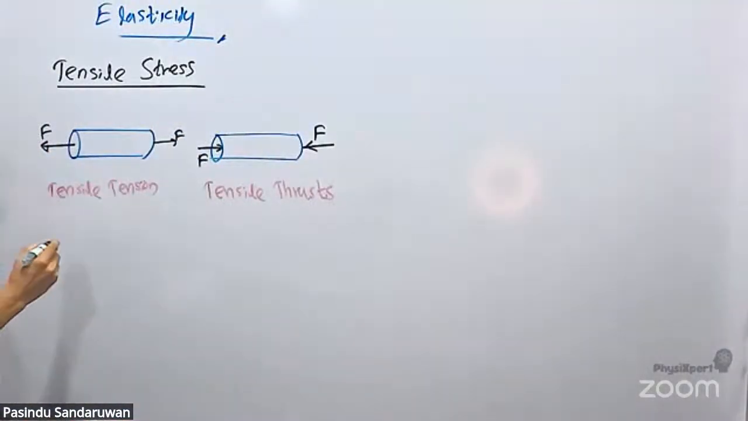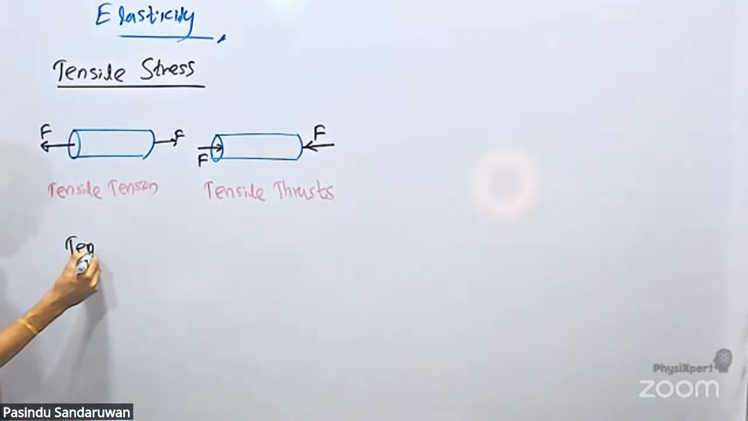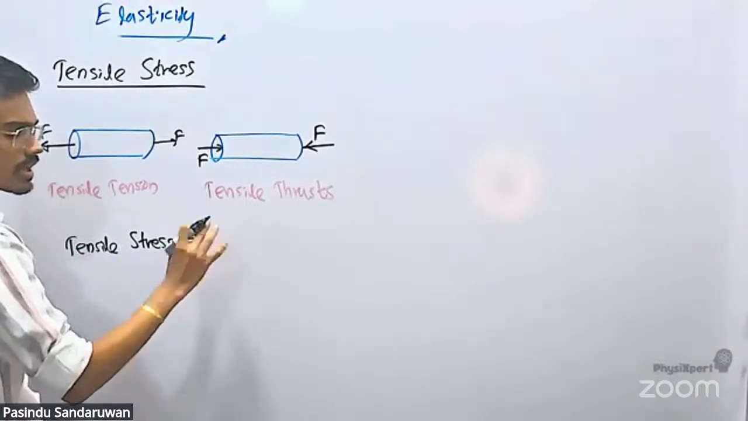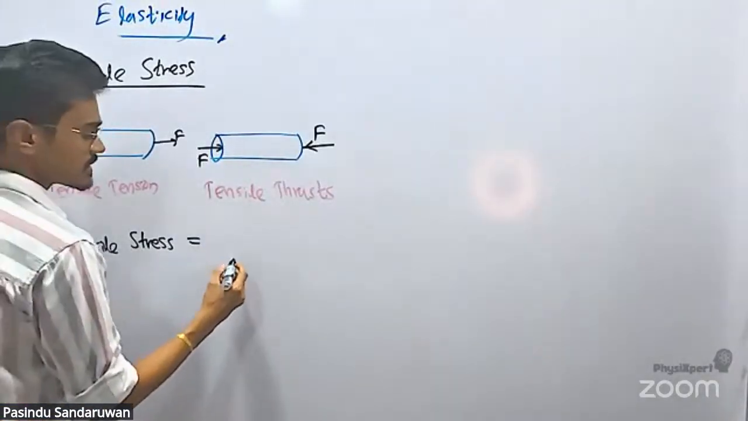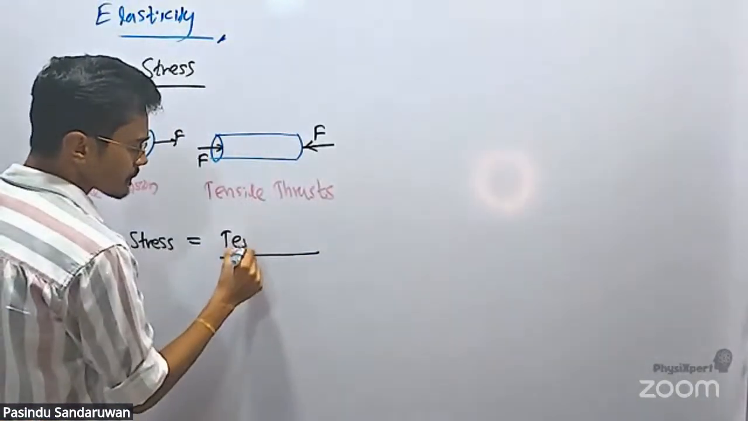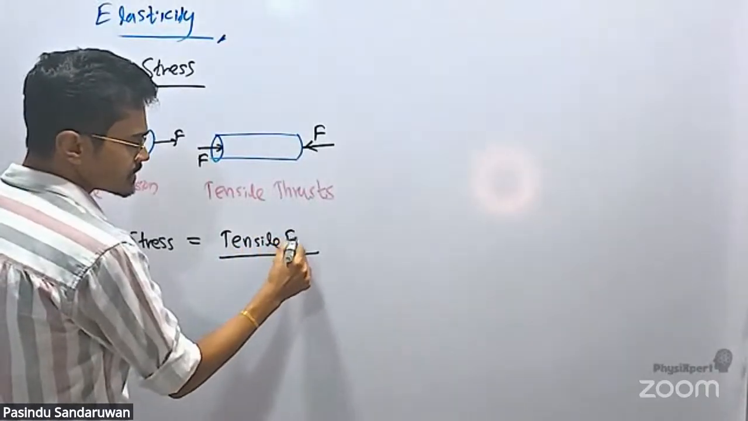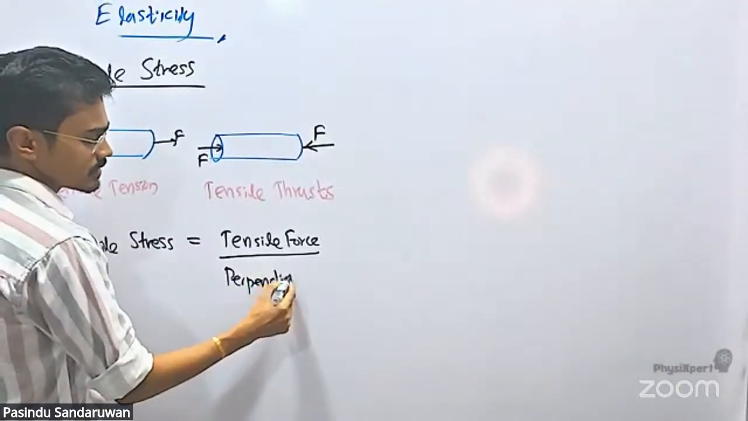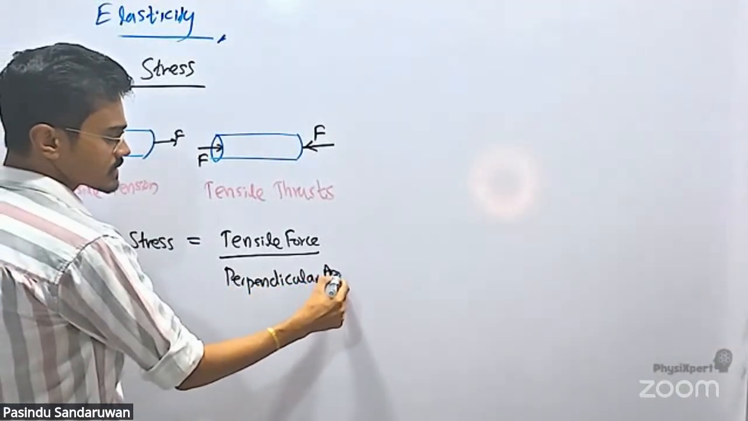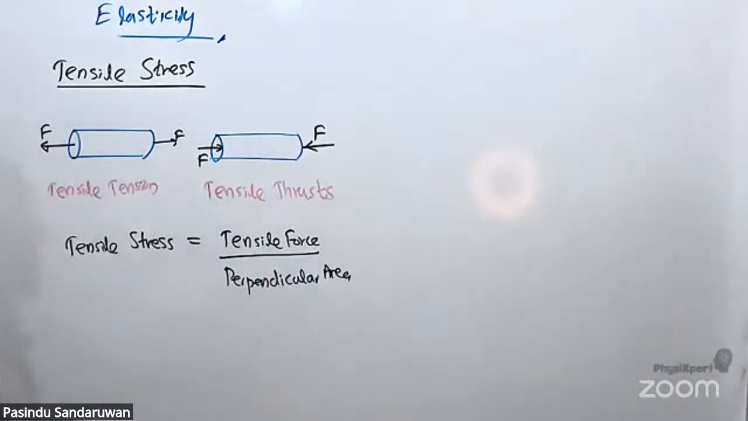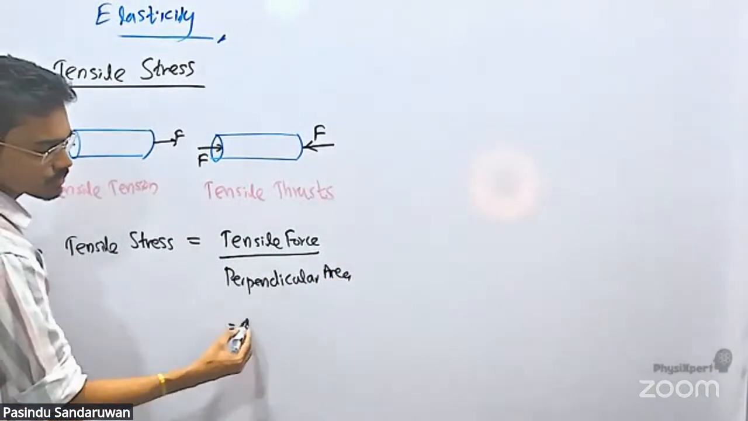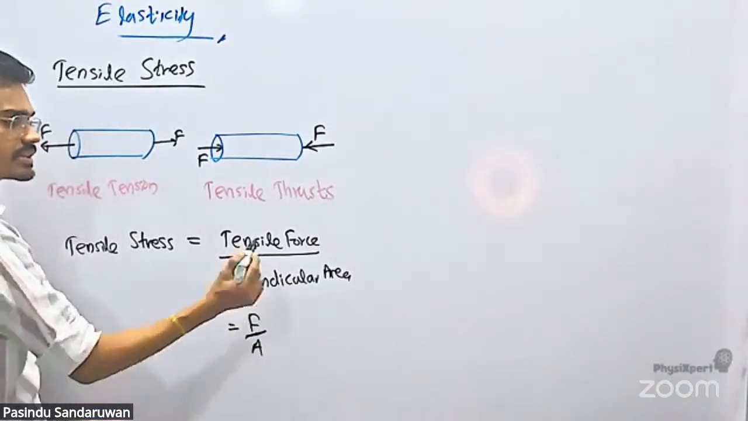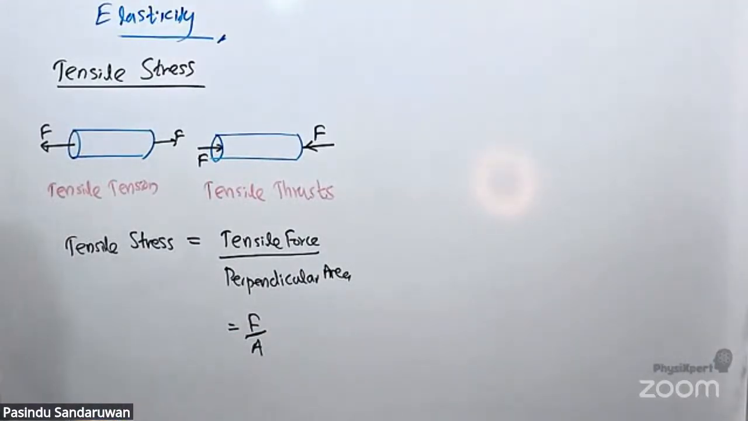Now, tensile stress is defined like this. Based on the general equation of stress, we are developing these ones. So tensile stress is tensile force over perpendicular area. Tensile stress is equal to F over A as usual, but F is specifically a tensile force. Take it down.